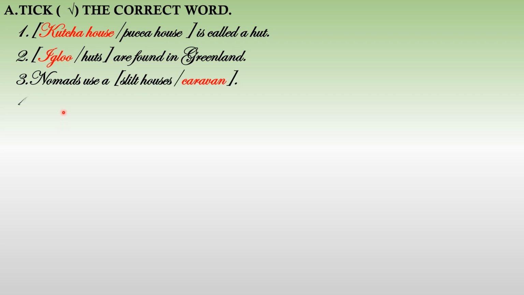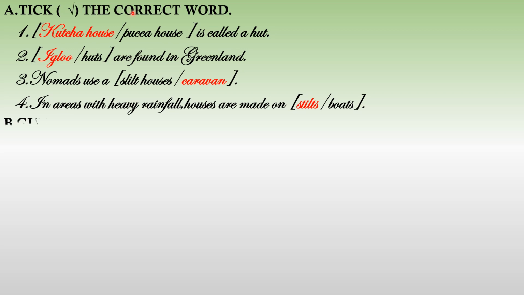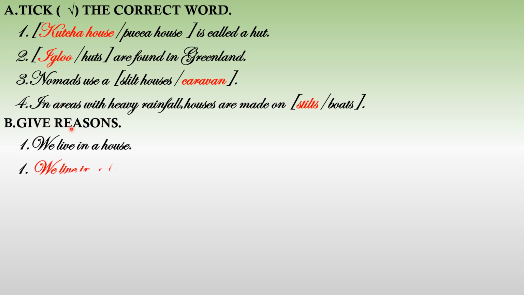Next one, nomads use a stilt house or caravans? Nomads use caravans. In areas with heavy rainfall, houses are made on stilts or boards. In heavy rainfall areas, houses are built on stilts. Next one is give reasons. We live in a house.